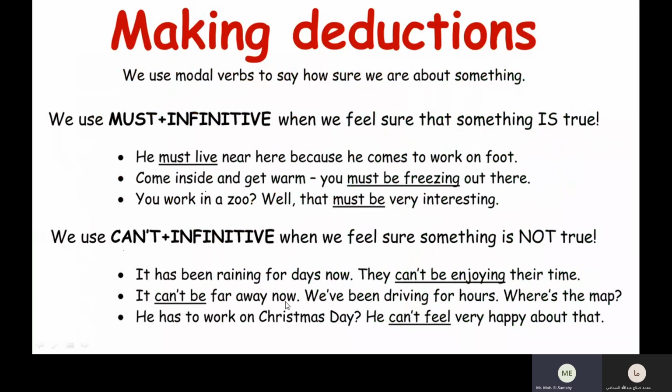It can't be far away now. We have been driving for hours. Where is the map? He has to work on Christmas Day. He can't feel very happy about that. Christmas Day is an off day, so they take it as a holiday. He can't feel very happy about that because he's working on Christmas Day, of course, as if we were working on the feast day.